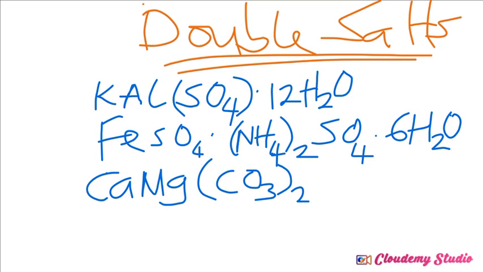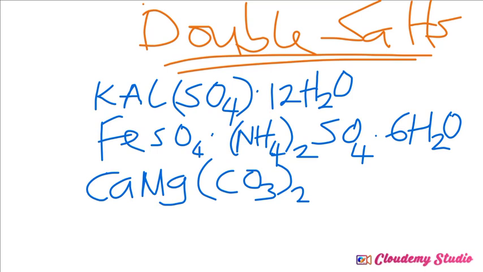You will see Fe. Look at it. Fe. Then you will see NH4. Fe and NH4. Both of them are positive. So you will see two positive ions. That shows that it's a double salt. So two, double. This third one here, calcium and magnesium. Calcium and magnesium, there are two positive ions. So that's a double salt.